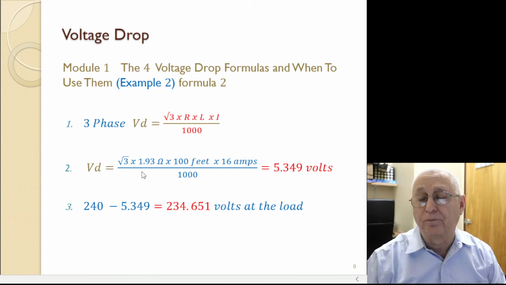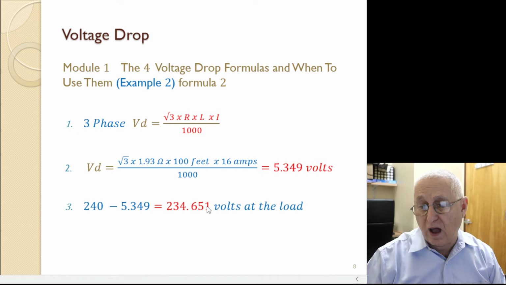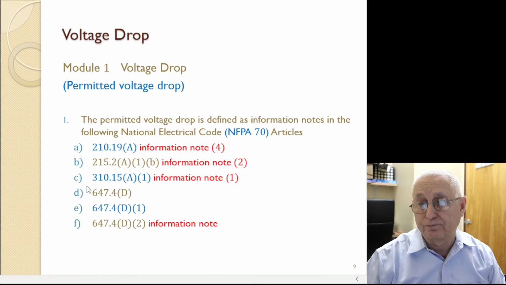I is current. Square root of 3 times 1.93 ohms times 100 feet times 16 amps divided by 1,000. Our voltage drop is 5.349 volts. We subtract that from the 240 and we would have 234.651 volts at the load.